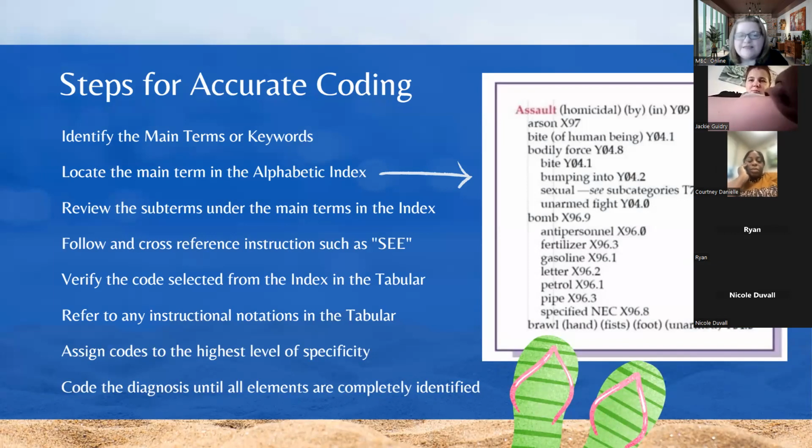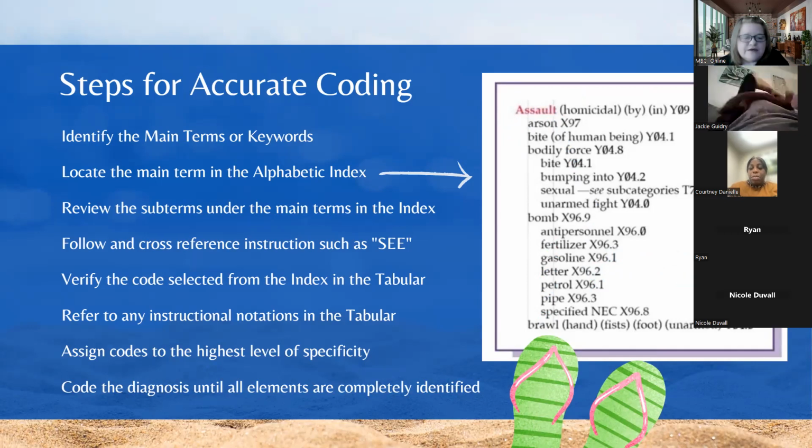So I want to go over, like I told y'all, you're going to see it over and over and over, these steps for accurate coding. Number 1, we identify those main terms that they're giving us. We look those up in the alphabetic index, and I put a nice little picture there of what the alphabetic index looks like. Review the subterms under the main terms in the index. That's our indentions. The first and second line of indentions, those are our subterms. Follow and cross-reference instructions such as See. We had an example of that, I think, yesterday in our coding practice. They told us to see something else.